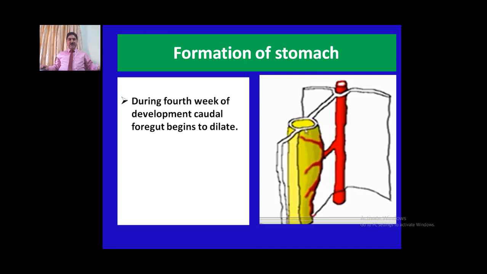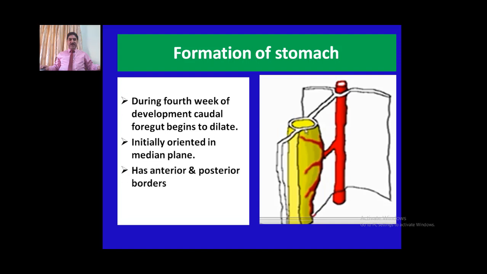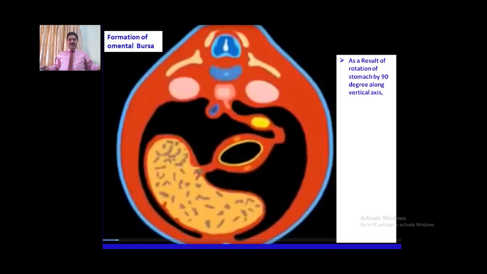To understand the formation of omental bursa, let us go to the development of stomach. During 4th week of development, caudal foregut begins to dilate. Initially, it is oriented in the median plane as shown in this diagram. It has an anterior border which is supported by ventral mesentery and a posterior border which is connected with the posterior abdominal wall by dorsal mesentery. Accordingly, it has right and left surfaces.